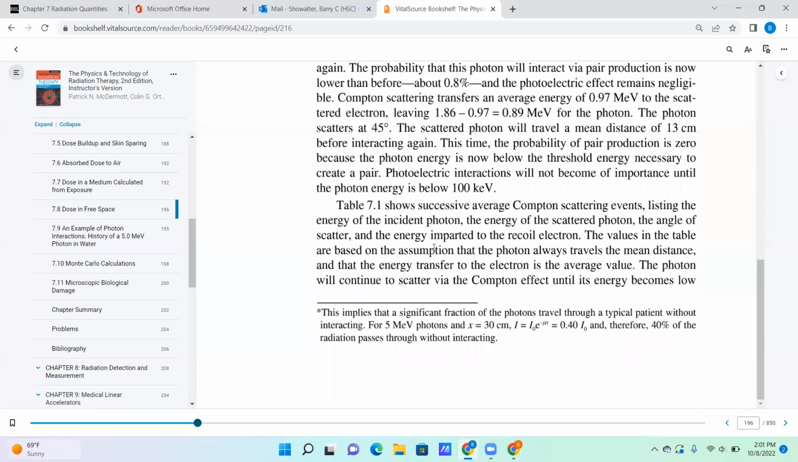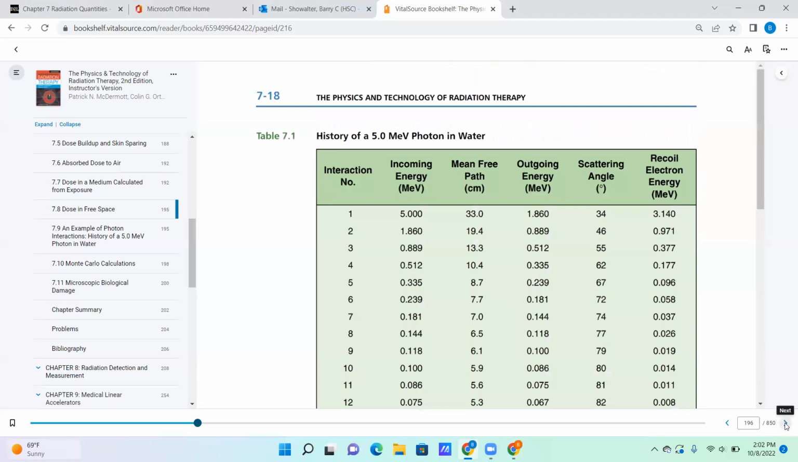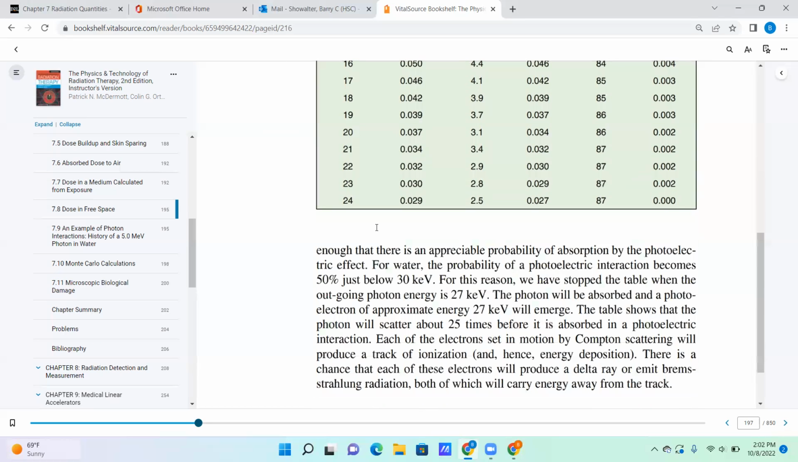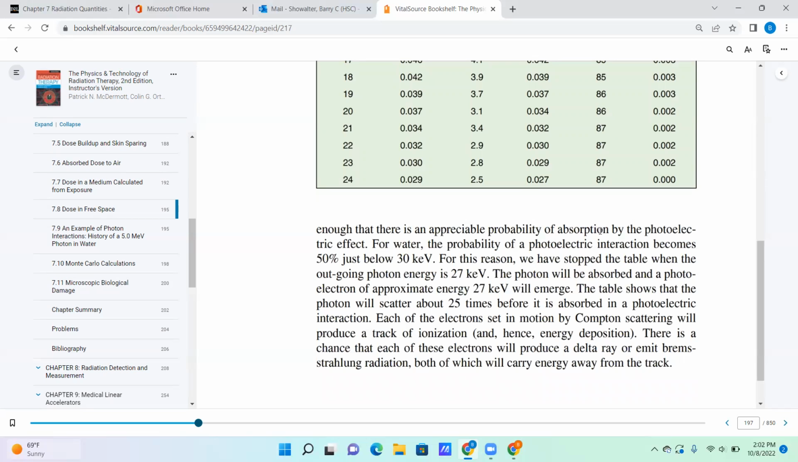The values in the table are based on the assumption that the photon always travels the mean distance and the energy transfer to the electron is the average value, which obviously is not going to occur in every case. The photon will continue to scatter via Compton until its energy is low enough that its appreciable probability of absorption by the photoelectric effect becomes the main mechanism for it to disappear.